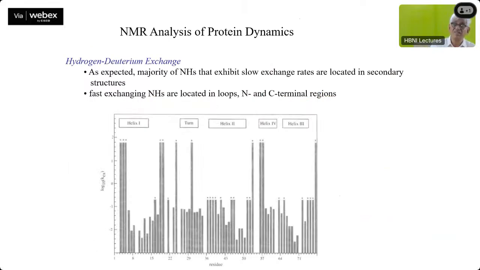So this is telling you about the hydrogen deuterium exchange. The majority of the NHs that exhibit slow exchange rates are located in secondary structures. Fast exchanging NHs are located in loops and N and C terminal regions. And you see here, this is helix 1, turn, and in these areas you have things which are exchanging very rapidly. There are a few in the turn also.